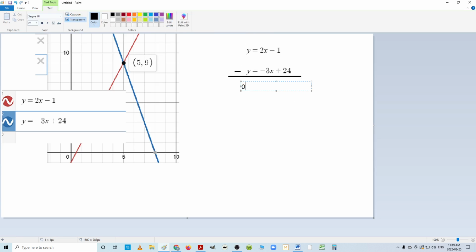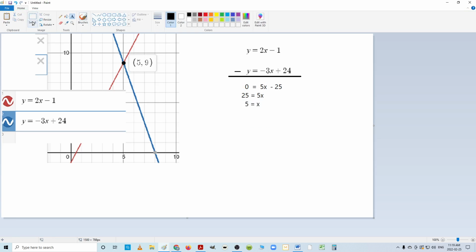What's 2x minus minus 3x? It's 5x. What's minus 1 minus 24? It's minus 25. Let's use our algebra. We're going to get the 25 to the other side of the formula. I added 25 to both sides. Then I divided both sides by 5. And sure enough, I get my x value again.